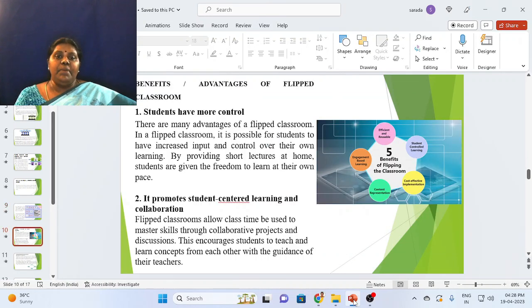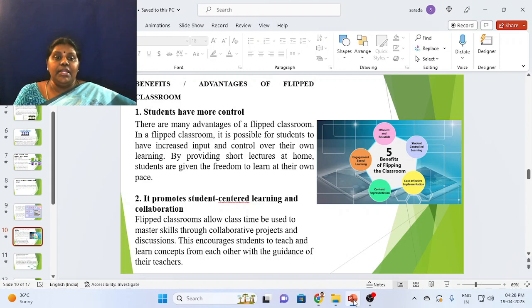Let us see about the benefits or advantages of flipped classroom. First advantage is students have more control. There are many advantages of a flipped classroom. In a flipped classroom, it is possible for students to have increased input and control over their own learning. By providing short lectures at home, students are given the freedom to learn at their own pace.